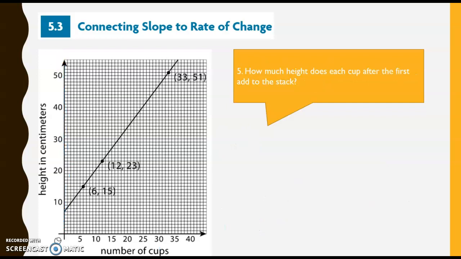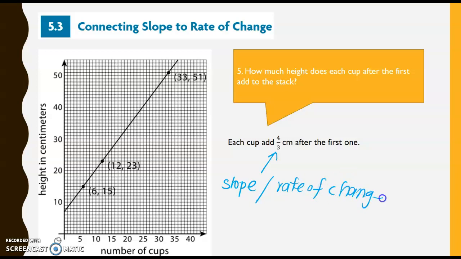How much height does each cup after the first add to the stack? So after the first cup, how many centimeters are we adding onto that stack? Each cup is adding 4/3 centimeters after the first one. And again, how do we know this? Because this is the slope, right? That is our rate of change. So this tells us every time I put one cup on top, it adds 4/3 centimeters.